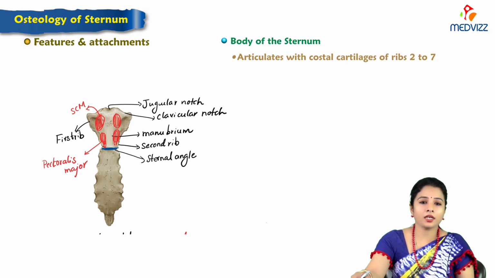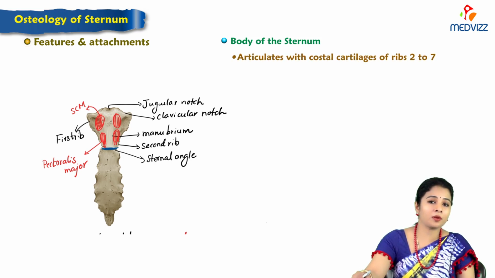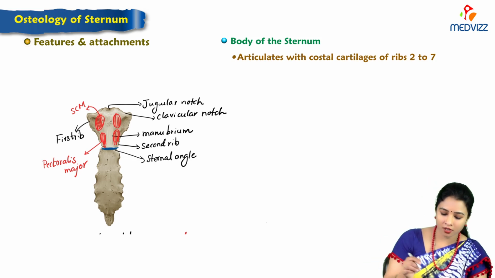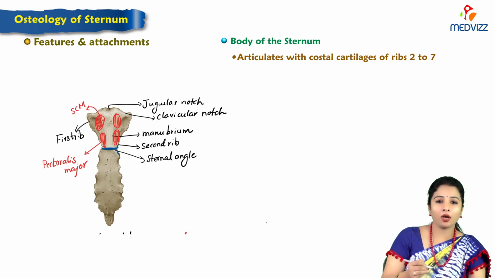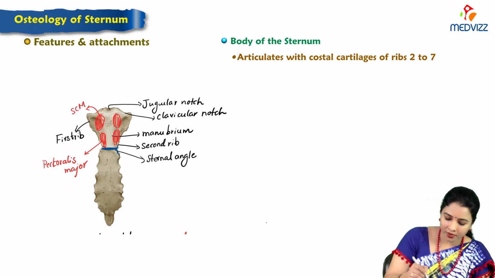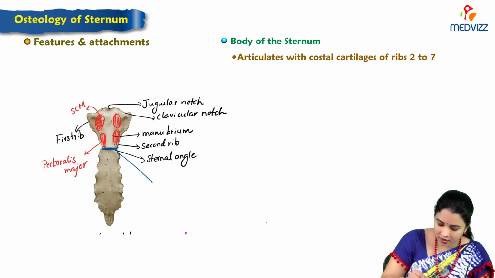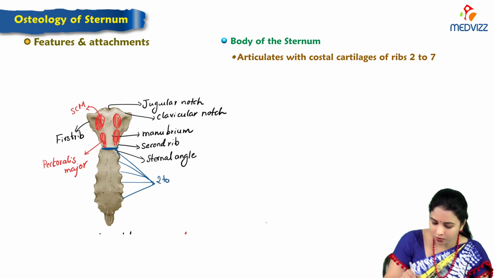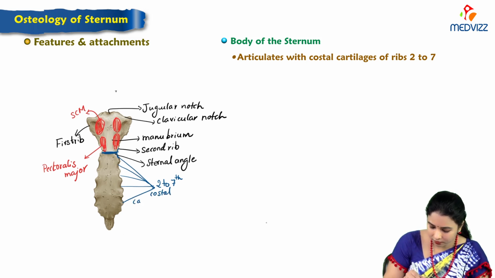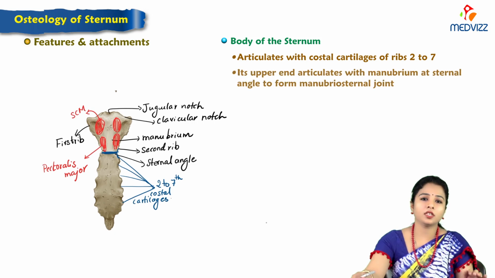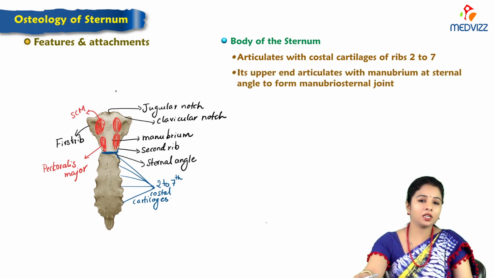The body of the sternum articulates with the costal cartilages of ribs from the 2nd to 7th costal cartilages. So already we know part of the 2nd costal cartilage articulates with the manubrium and the rest of the lower part articulates with the upper part of the body of the sternum. So on either side we can see the notches where it articulates with the 2nd to 7th costal cartilages. Its upper end articulates with the manubrium at the sternal angle to form the manubriosternal joint.